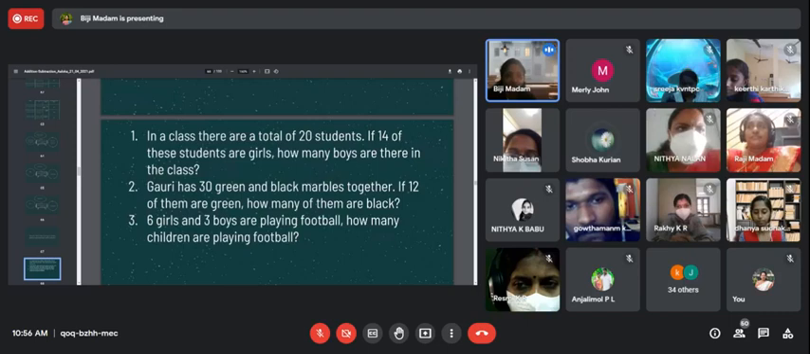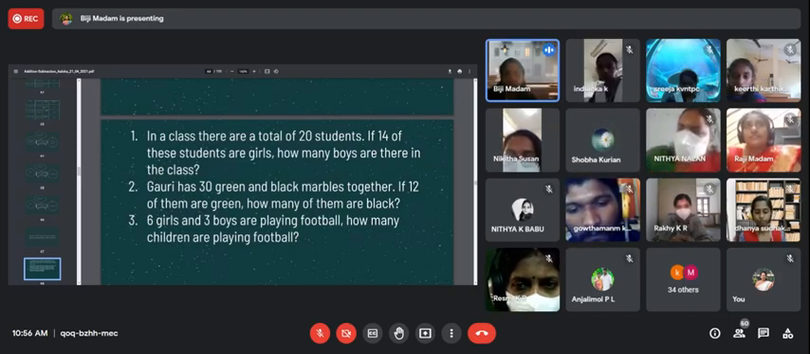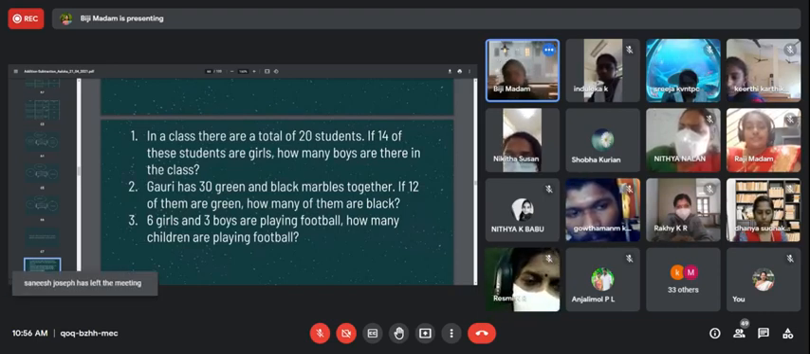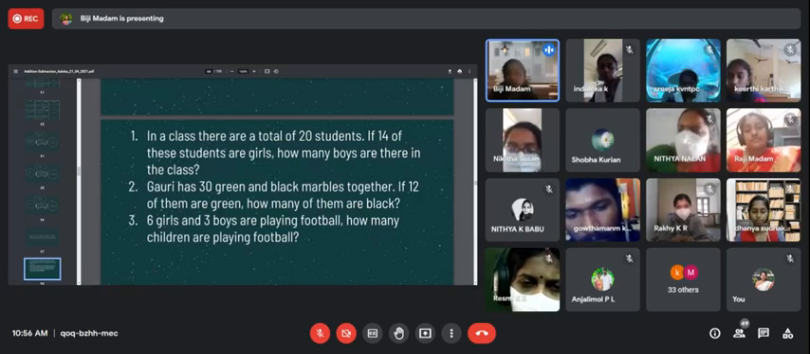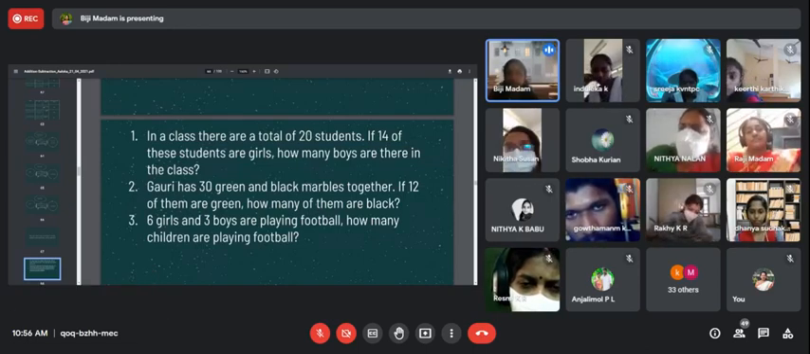Second also, Gauri has 30 black and green marbles. Now altogether she has how many? Like that. One part is given, the other set is asked. So the total is given, the whole is given, one part is given and the other part is asked.